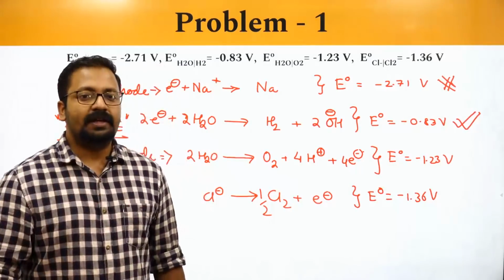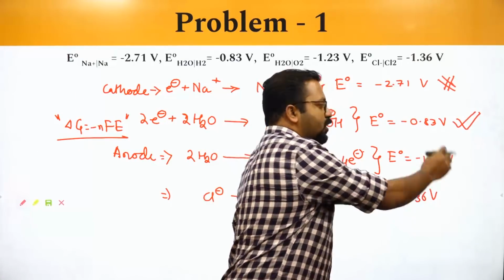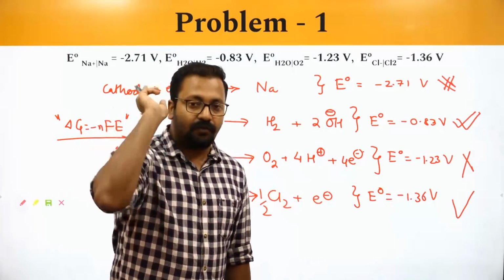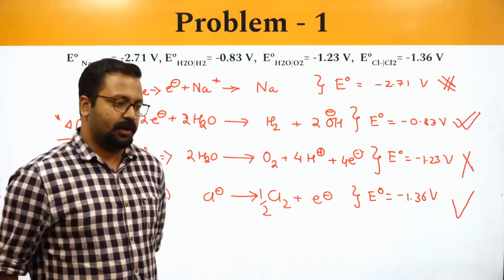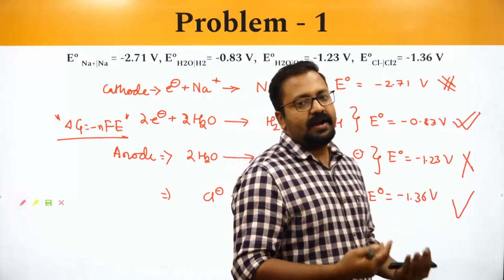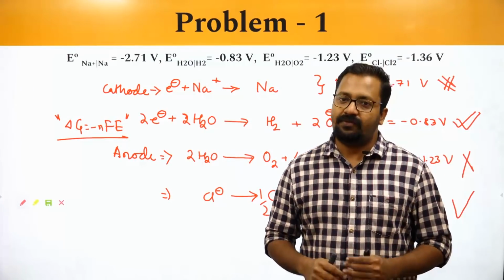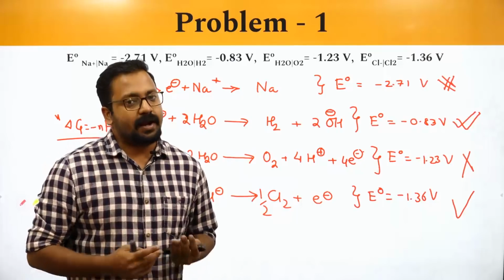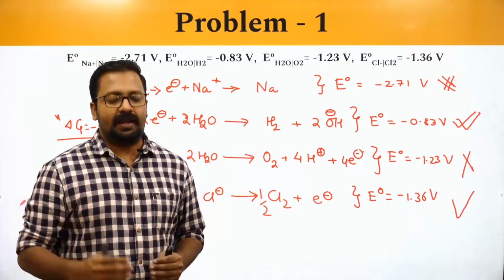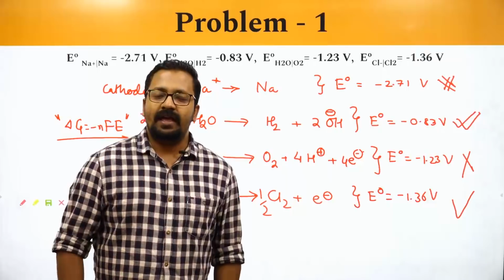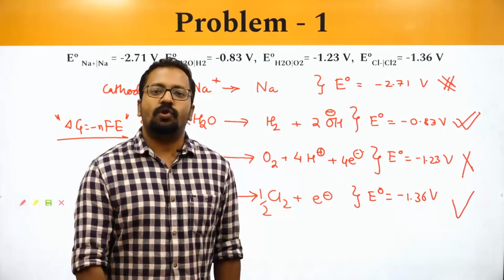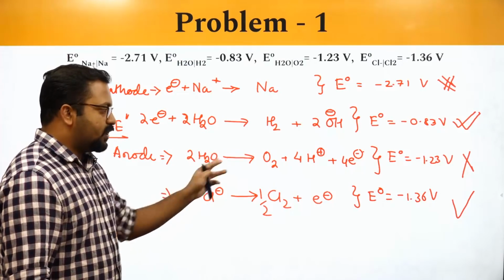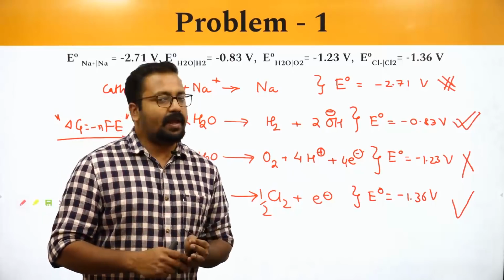However, even though this is less positive, this reaction is not favorable. This reaction is favorable because of the fourth point that I told you, which is known as overpotential. A number of times we find that a reaction is thermodynamically favorable. Thermodynamic favorability means it will go until the end. For example, rusting will go until the end. It starts, the K value is very, very high. However, rusting is an extremely slow process. Similarly, H2O conversion into O2 is thermodynamically highly favorable.